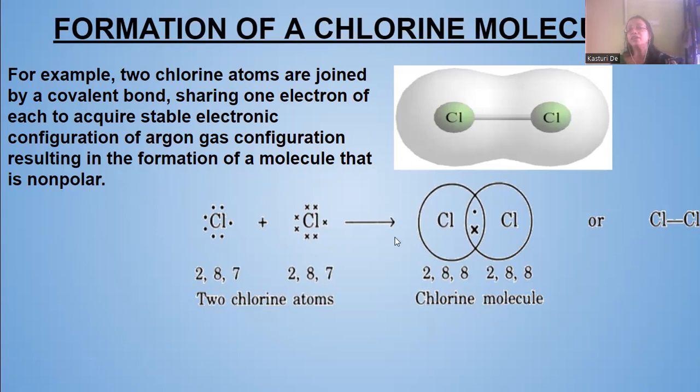So the two chlorine atoms share 1 electron each and each forms an octet. As they are sharing 1 electron, there is 1 dash between them, that is, 1 covalent bond between them. So 2 chlorine atoms are joined by a covalent bond, sharing 1 electron of each to acquire stable electronic configuration, that is an octet, of which gas? Of argon gas configuration, resulting in the formation of a molecule. Here, see, there is an equal sharing of electrons, so it's a non-polar covalent bond.